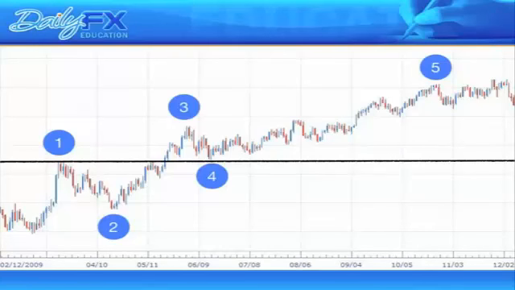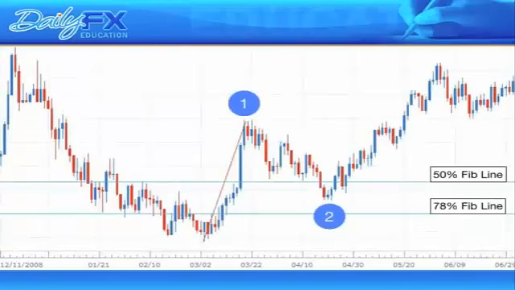Now let's apply our guidelines to the same chart. To test the first guideline, we'll need to use our Fibonacci tool from the low of wave 1 to the high of wave 1. I'm going to zoom in again on waves 1 and 2 so you can more clearly see this. You can see the Fibonacci lines are automatically calculated and placed on the chart. Using FXCM's Market Scope charts will do this for you automatically by using the Fibonacci tool.